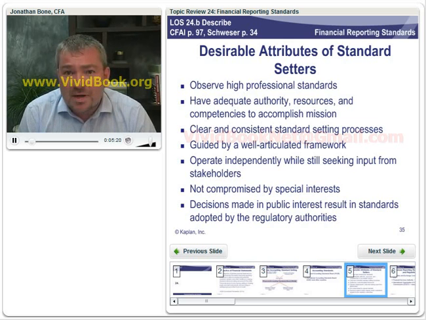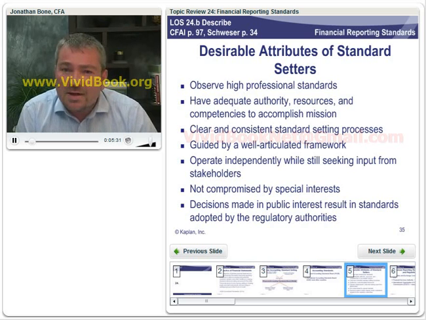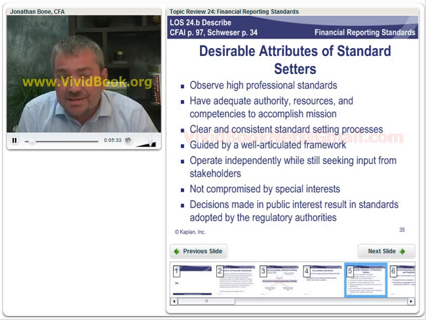Not compromised by special interests. Well, again, you can see a potential conflict here. Number one, in the previous one, we said they should seek input from stakeholders. And now we're saying, look, they shouldn't be compromised by special interests. They shouldn't become biased towards the interests of one particular stakeholder group.